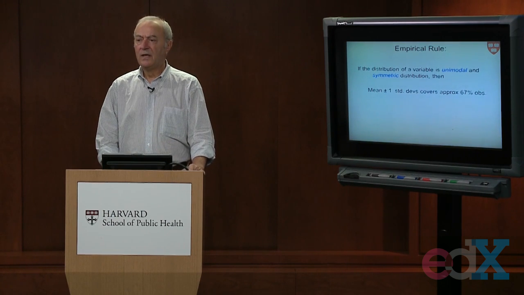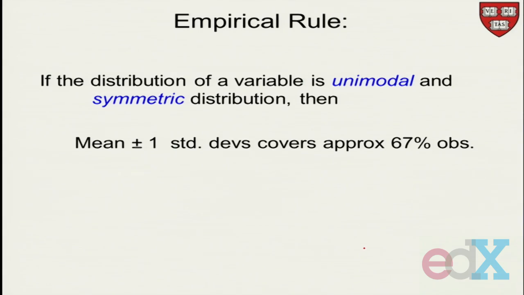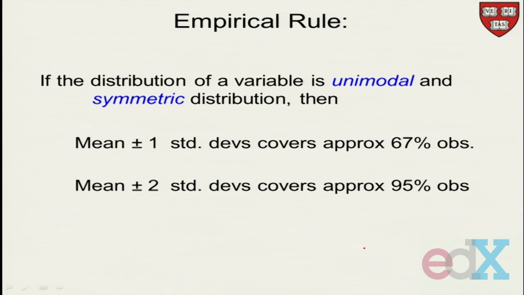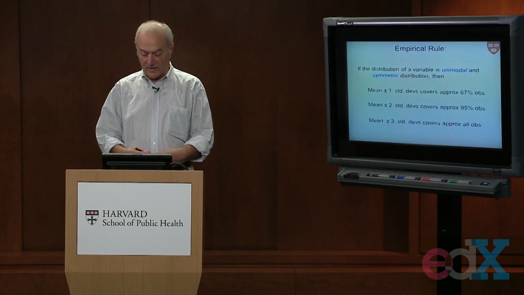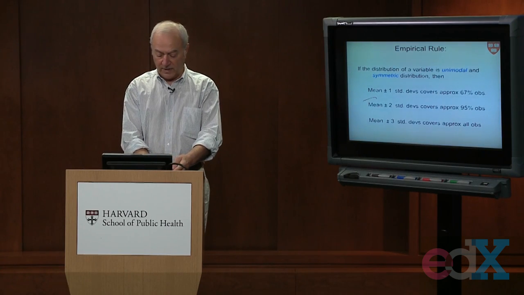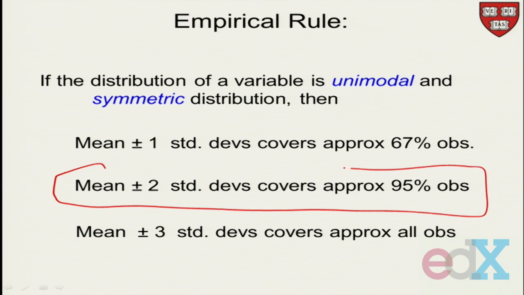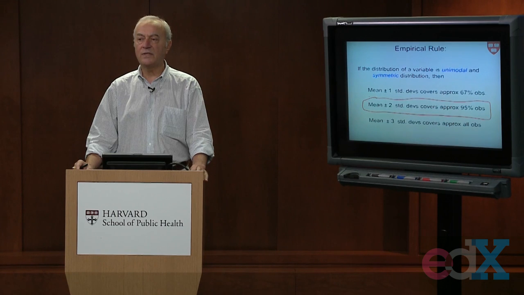So coming back, here's the empirical rule. Mean plus or minus 1 standard deviation covers approximately 67%, 2 standard deviations 95%, and 3 standard deviations approximately all the observations. This is the one that we typically go to bed with at night and say to ourselves, mean plus or minus 2 standard deviations covers 95% of the observations. That's the one that's ubiquitous, that we'll see over and over and over again in this course.